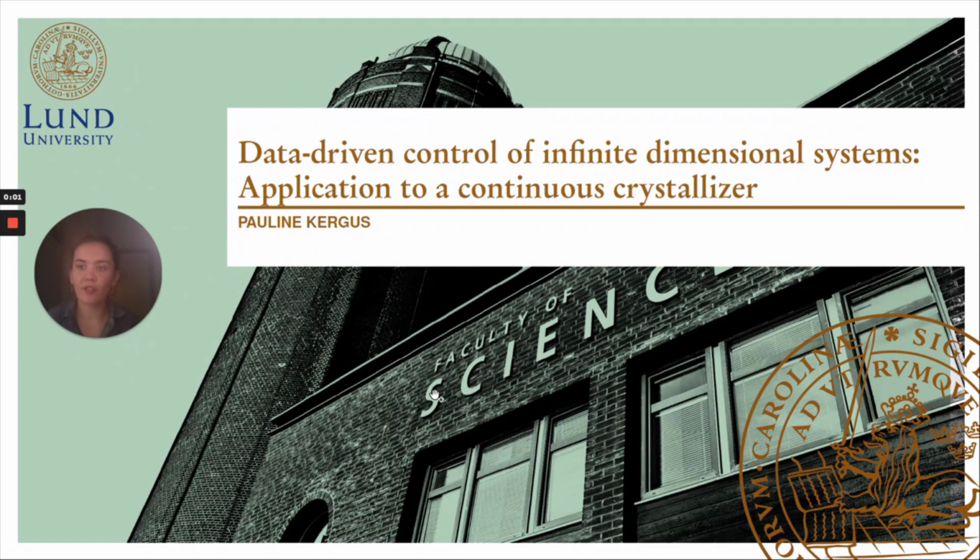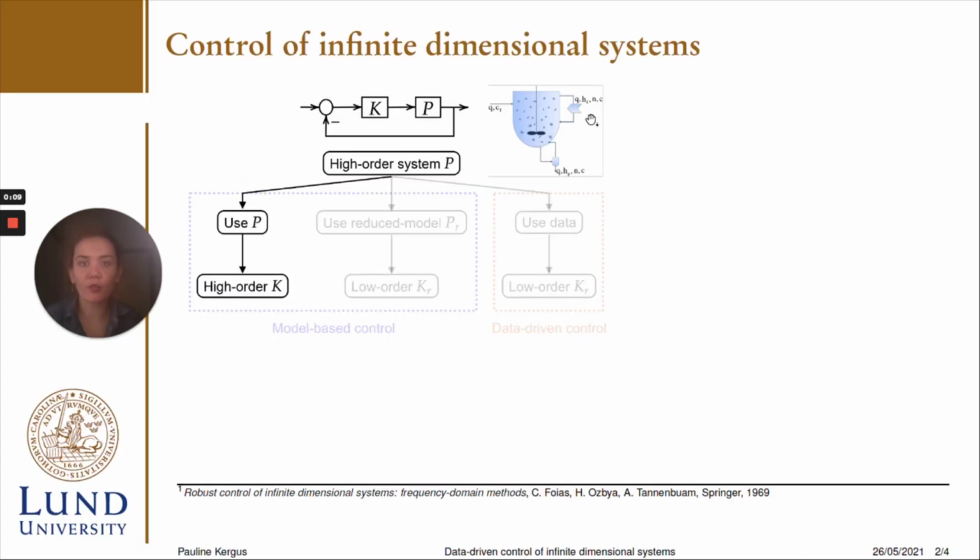Hi everyone. The work I present today concerns the control of infinite dimensional systems. This type of system, such as the continuous crystallizer, which will be my driving example in my poster, are complicated to control. Indeed, high-order representations of systems or infinite dimensional representations usually result in high-order or infinite dimensional controllers, which are not suitable for implementation.